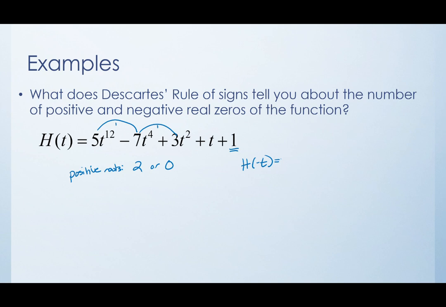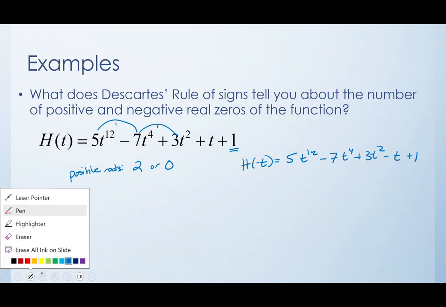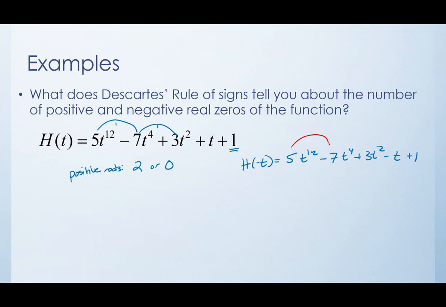Now we're going to say, okay, what about h of negative t? So remember, even powers are not going to change sign. Odd powers will. So we have minus t plus 1. That's the only thing that's going to change here, right? So when we count our sign changes, positive 5 to negative 7, there's 1. Negative 7 to 3, there's another. 3 to negative 1, that's another. Negative 1 to 1, we got another one. So our negative roots, we can have 4, that's the sum of the sign changes, or 2, or 0.